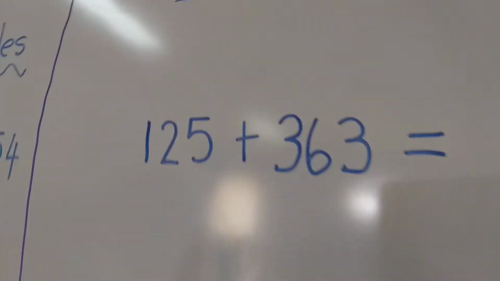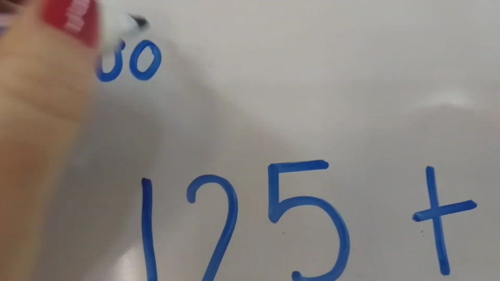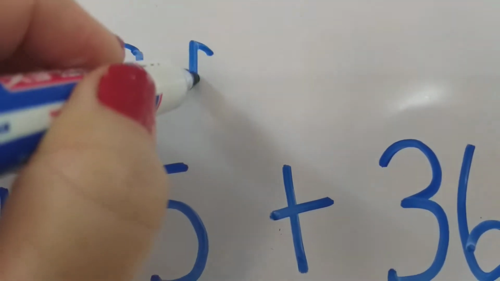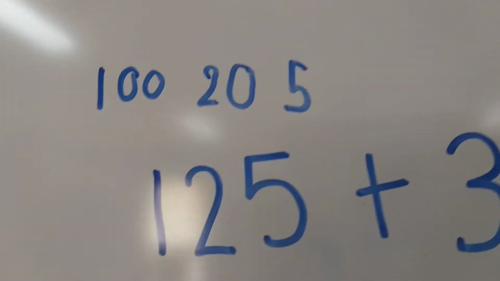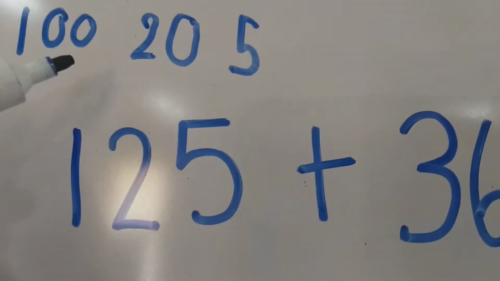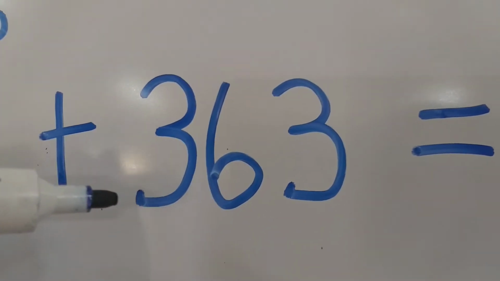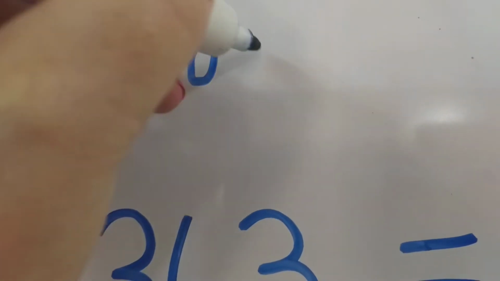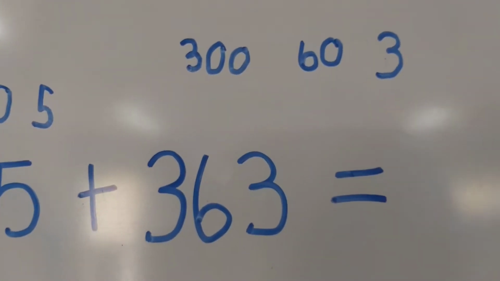If you have 125, we're going to go 100, and you see now here's the breaking down, and 20, and 5. So we've broken that number down, and you can even write it on top of the number with your pencil, just so that you can properly see. And then same with this number. We're going to break it down. 360 and 3. So 363.